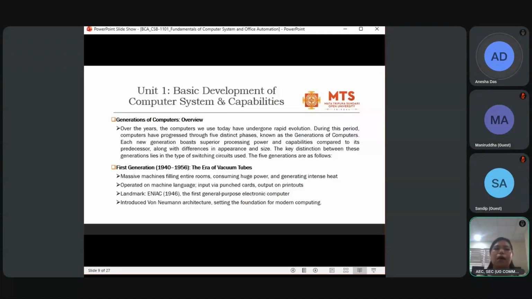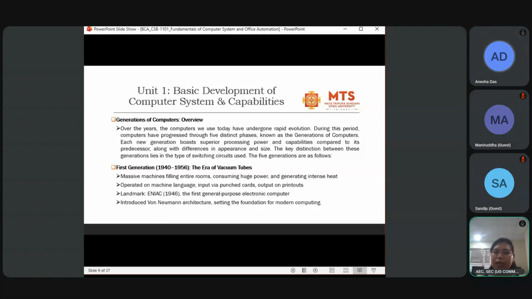Next, the basic development of computer systems and capabilities. Under this, let's overview the generations of computers. First generation, 1940 to 1956, which is the era of the vacuum tube. They used vacuum tubes for the development of that particular computer. First generation computers were massive, with huge power consumption, generating intense heat. Definitely an entire room, a lot of space, it consumes.